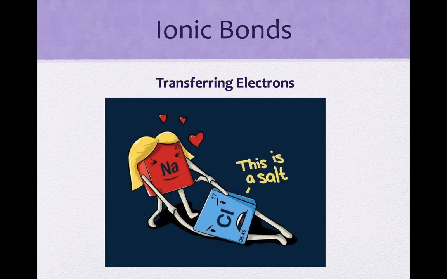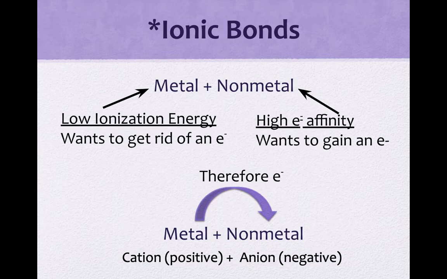So in an ionic bond, we have a transfer of electrons. In an ionic bond, we said we have a metal and a nonmetal. Metals always have that low ionization energy because they want to get rid of their electrons. Metals are always willing to give them up. Nonmetals are very greedy. They want to gain. They have a high electron affinity.